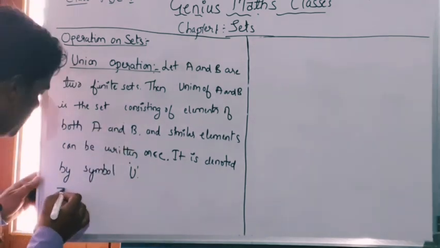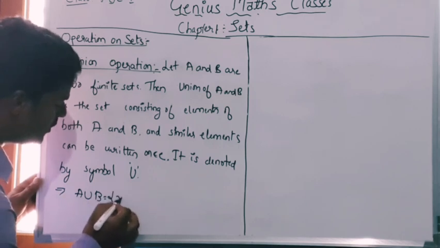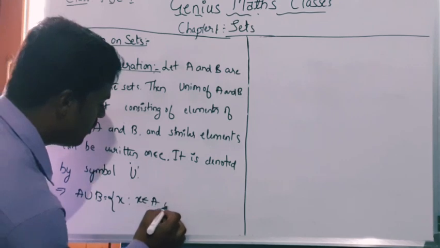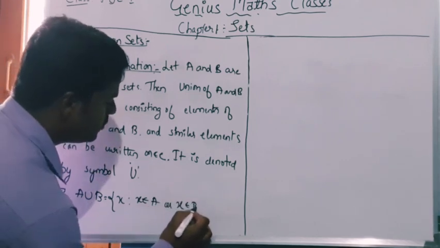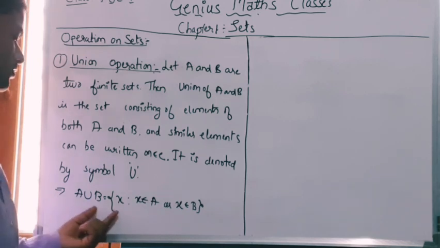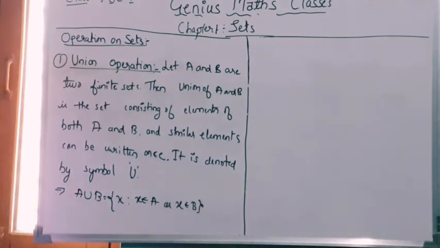In mathematical form, we can write A union B equals the set of x such that x belongs to A or x belongs to B. So this is the mathematical definition: A union B equals x such that x belongs to A or x belongs to B.